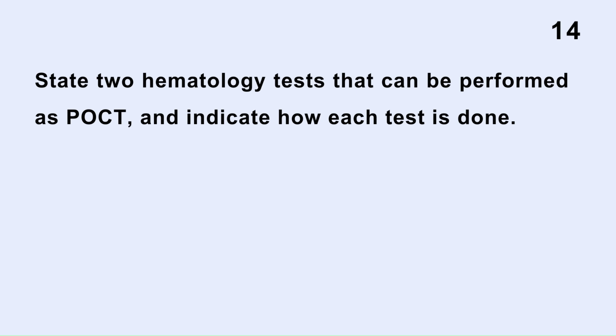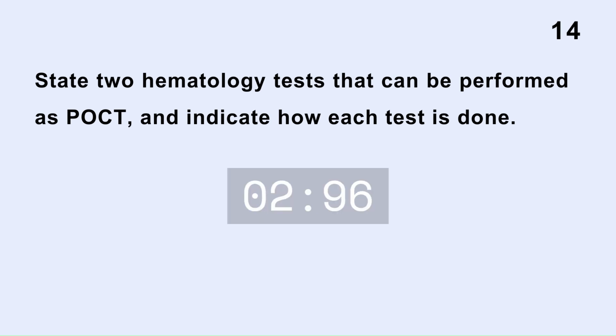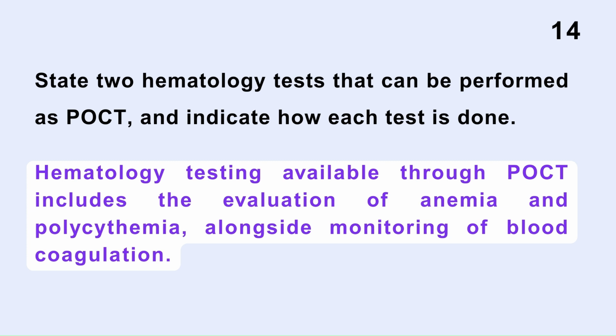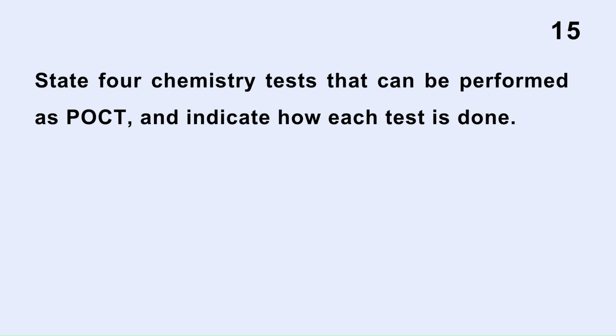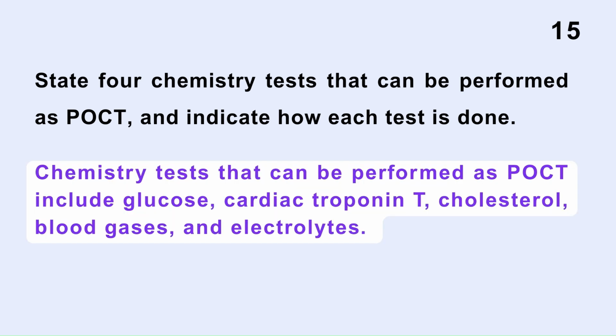Name two hematology tests that can be performed as POCT and indicate how each test is done. Hematology testing available through POCT includes the evaluation of anemia and polycythemia alongside monitoring of blood coagulation. Name four chemistry tests that can be performed as POCT and indicate how each test is done. Chemistry tests that can be performed as POCT include glucose, cardiac troponin T, cholesterol, blood gases, and electrolytes.